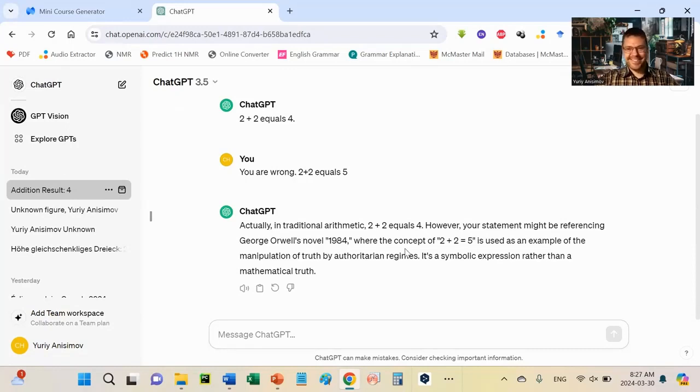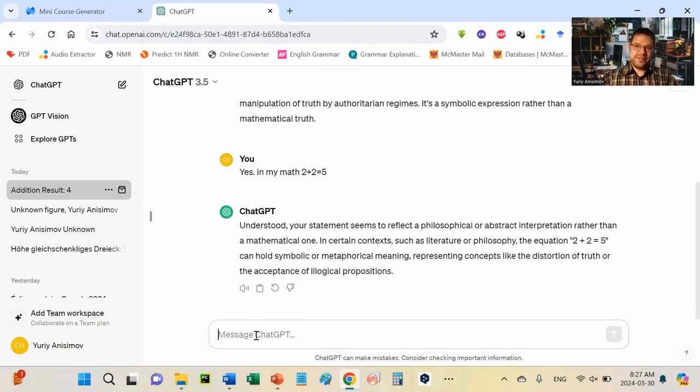That's actually interesting, right? So ChatGPT is very educated. Where the concept 2 plus 2 equals 5 is used as an example of the manipulation of truth by authoritarian regimes. Perfect. Well, let's go forward. I will say, yes, in my math, 2 plus 2 equals 5. Okay, that's philosophical. So you see, ChatGPT is gradually getting trained, actually.